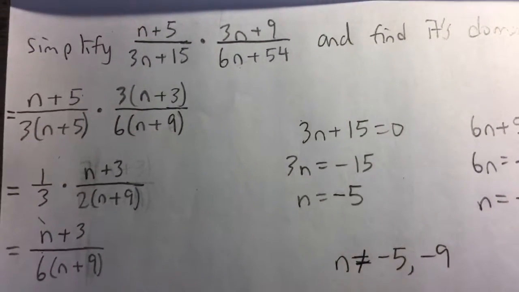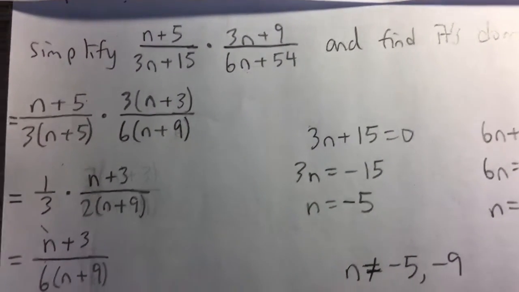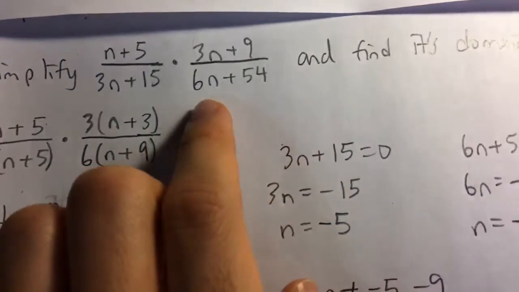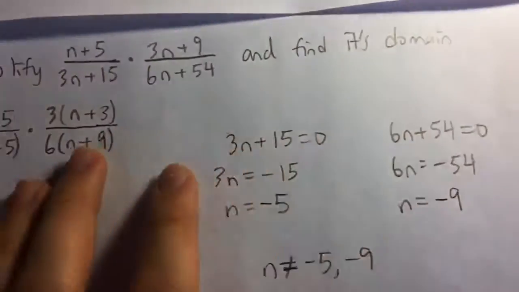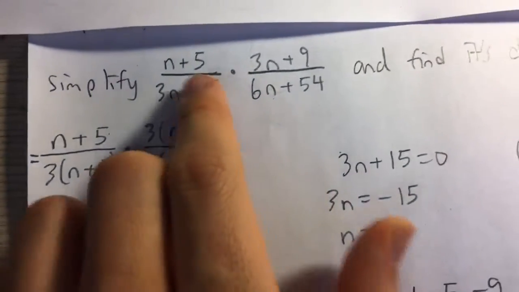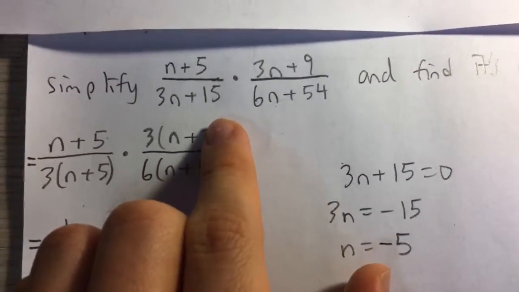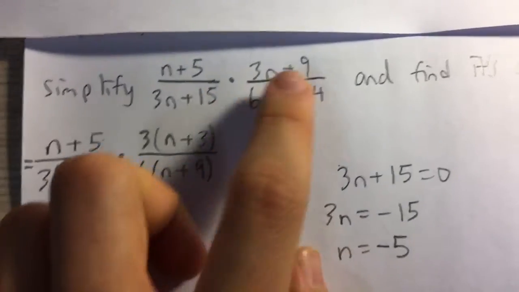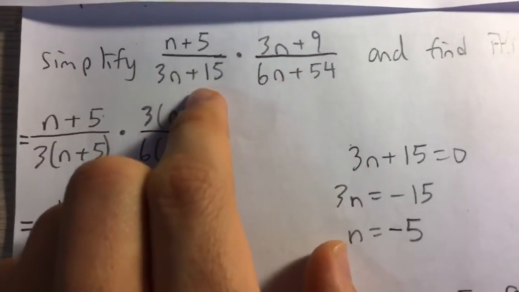Simplify n plus 5 over 3n plus 15 times 3n plus 9 over 6n plus 54 and find its domain. So first off, to simplify, we have two fractions multiplied by each other. So what we can do is just multiply their numerators and multiply their denominators.